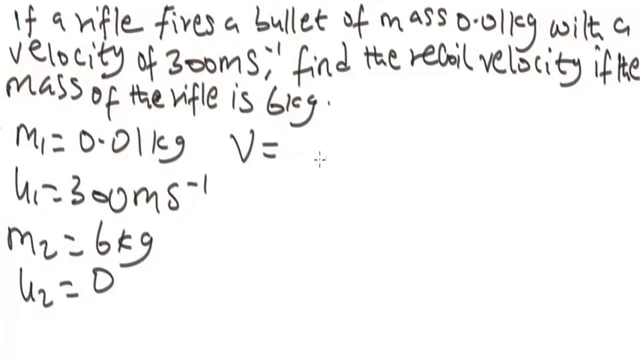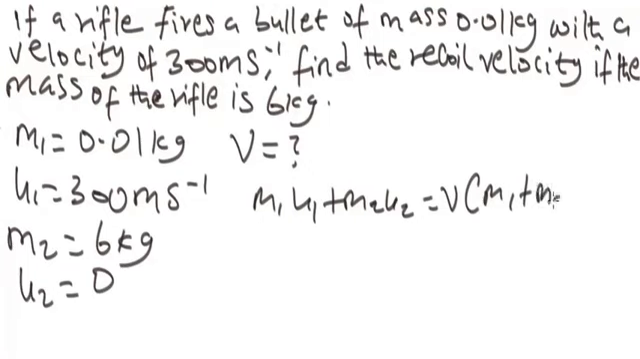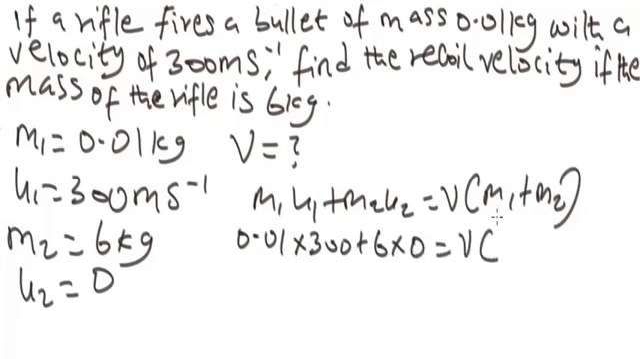That means we still apply the same formula. This question is under perfectly inelastic collision. Like I told you, most of the questions you see in collision will come from perfectly inelastic collision. Final velocity is unknown, so we're going to apply m1 u1 plus m2 u2 equals v in brackets m1 plus m2. Let's substitute the values. We have m1 is 0.01 times 300, plus m2 which is 6 times 0, equals v in brackets 6 plus 0.01. When you simplify this, 0.01 times 300 will give us 3. And 6 times 0 is 0.